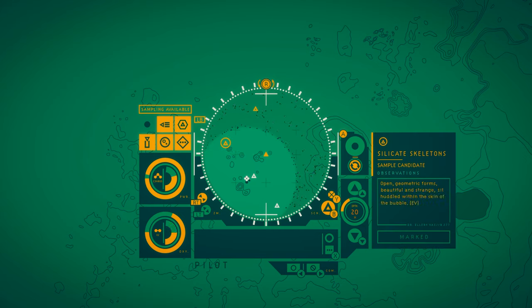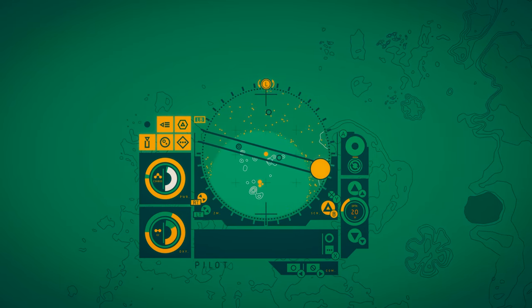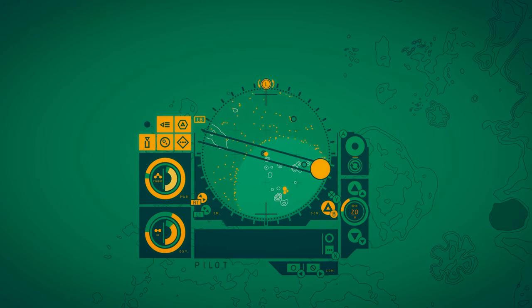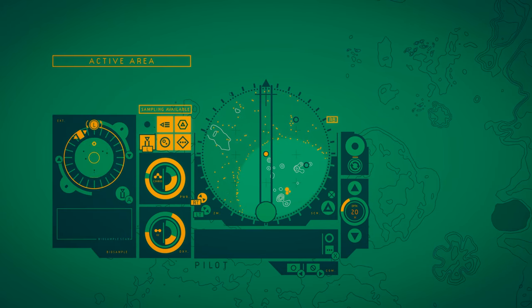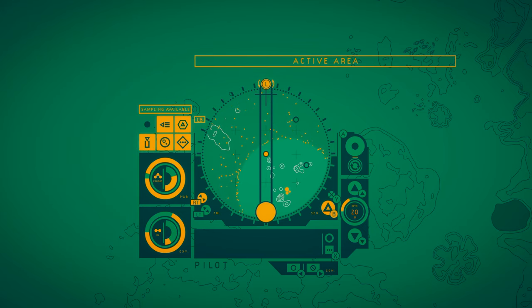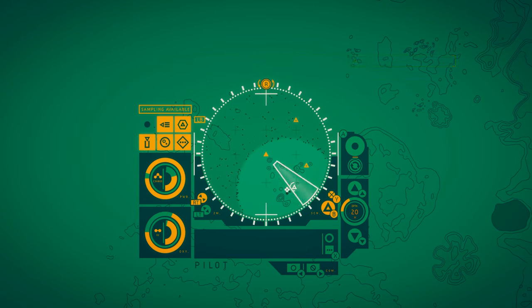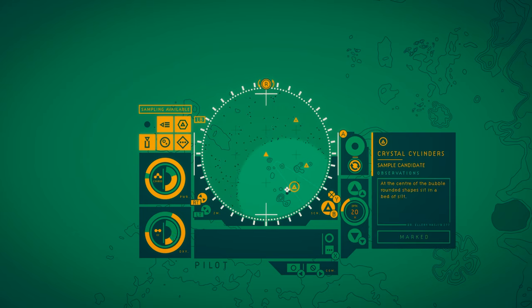Silicate skeletons, open geometric forms, beautiful and strange, sit huddled within the skin of the bubble. Crystal cylinders. At the center of the bubble, rounded shapes sit in a bed of silt. Around them, the water dances with streaks of refracted light.